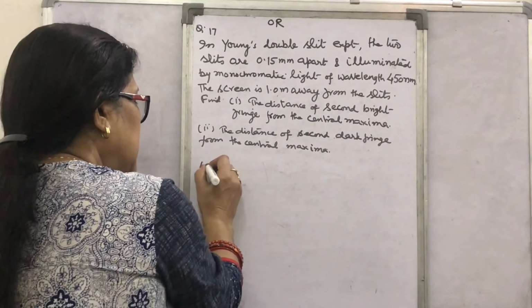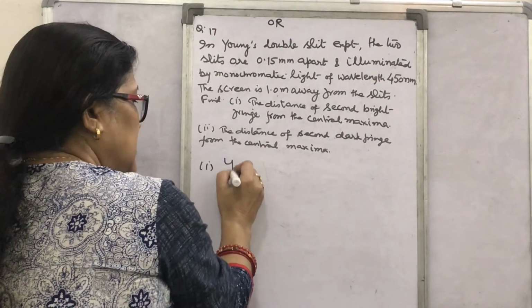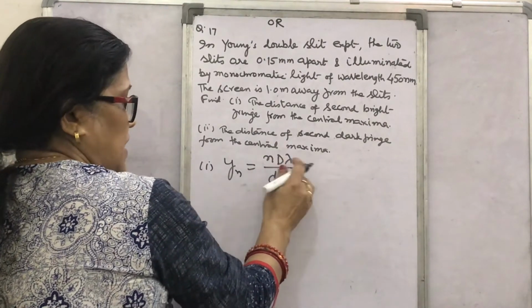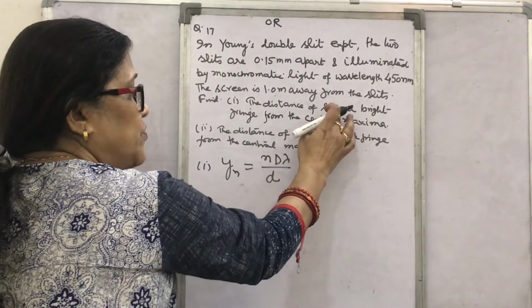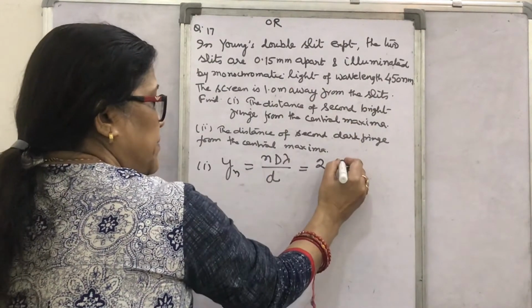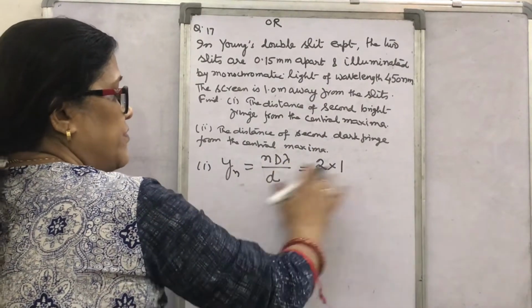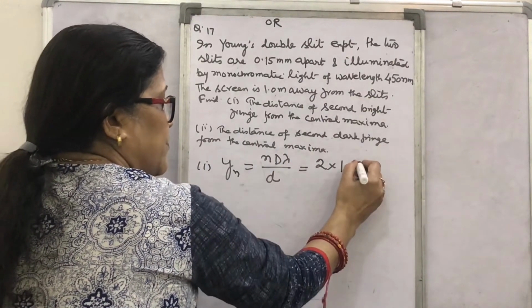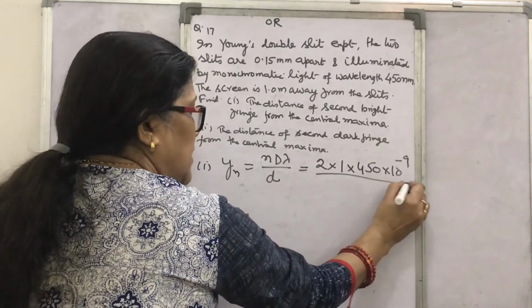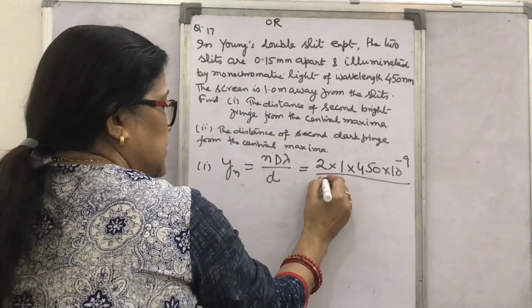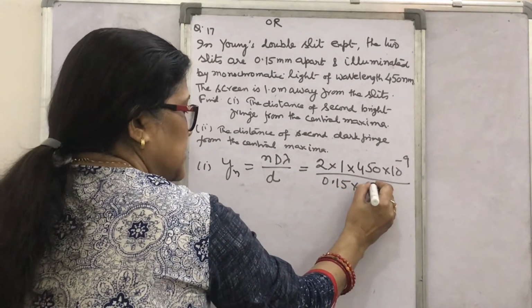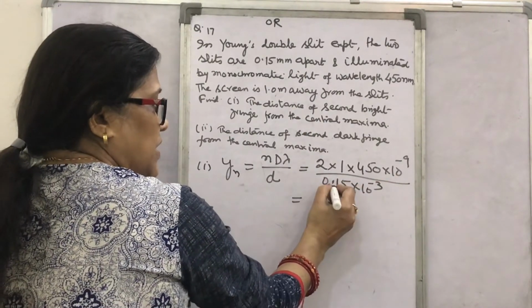For the first case, that is for the bright fringes, the distance is given by the formula n D lambda upon d, where n is 2 for the second bright fringe. You will put n as 2. This distance D is 1 meter. You know capital D is the distance of the screen from the slit, and lambda is given as 450 nanometer, so into 10 to the power minus 9, upon d, the distance between the slits, 0.15. What is this unit? Millimeter. Pay attention to the unit, so this is minus 3. Now you can solve it.